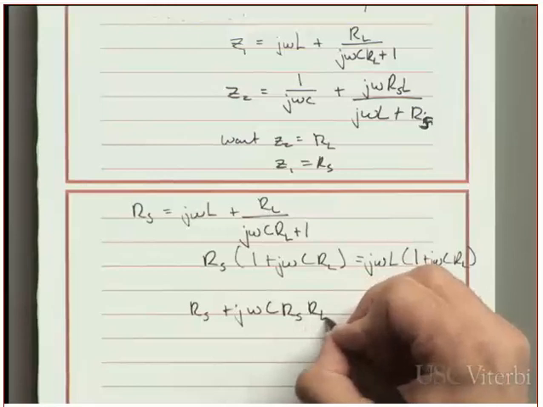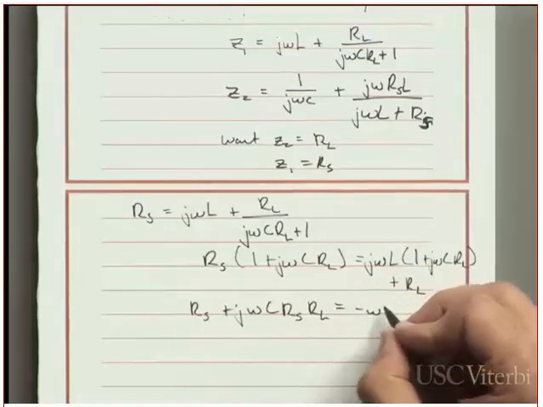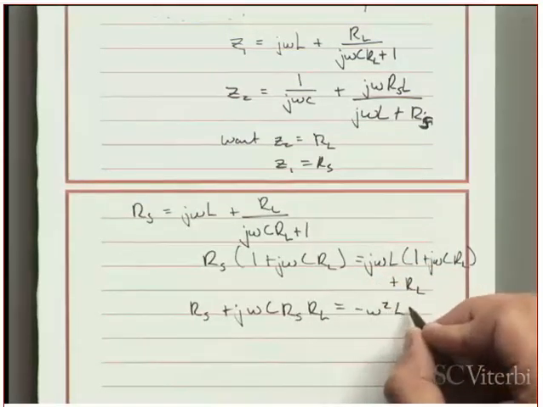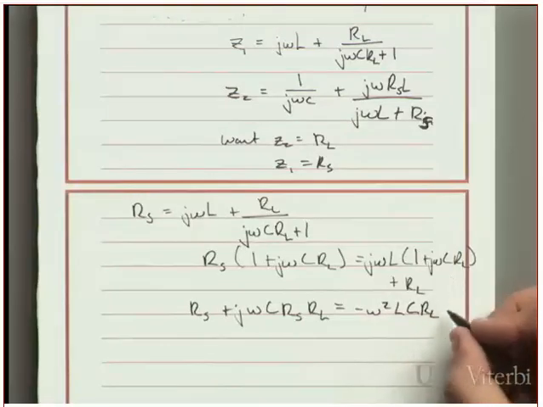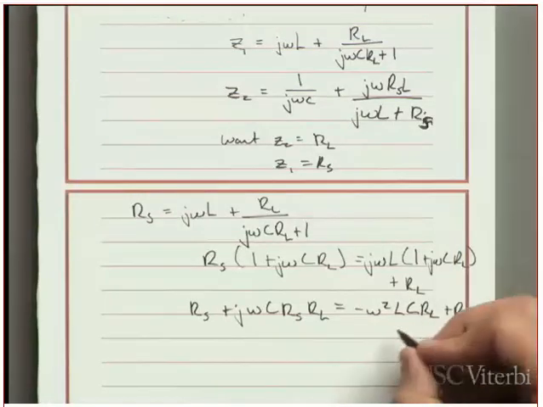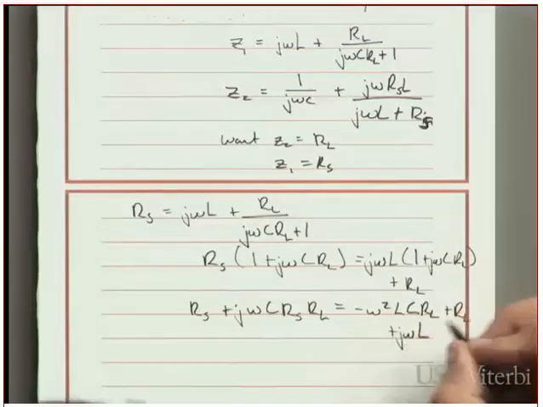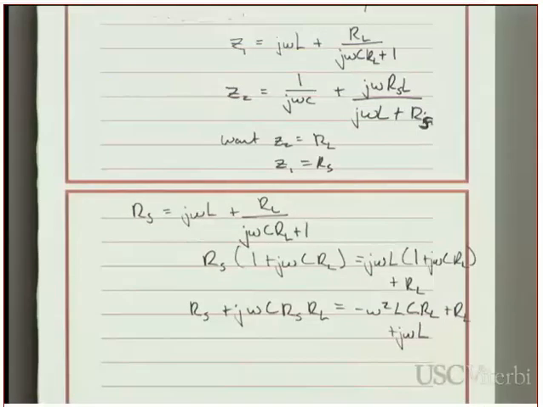RS RL minus omega squared L C RL plus RL plus J omega L. Okay. So that's about as far as I need to go with that particular thing right there.